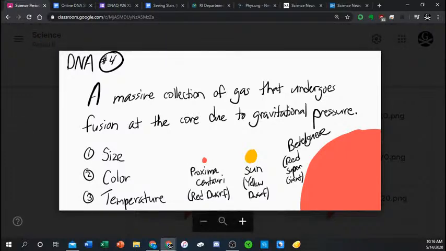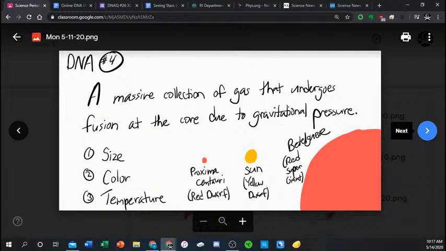Red is the coolest. Still incredibly hot, but it's the coolest. Yellow's in the middle. All right? Blue is incredibly, incredibly hot. All right? So yes, the red supergiant is actually a little cooler, but it's enormous. And so that extra size makes up for the lack of heat. Still higher temperature.